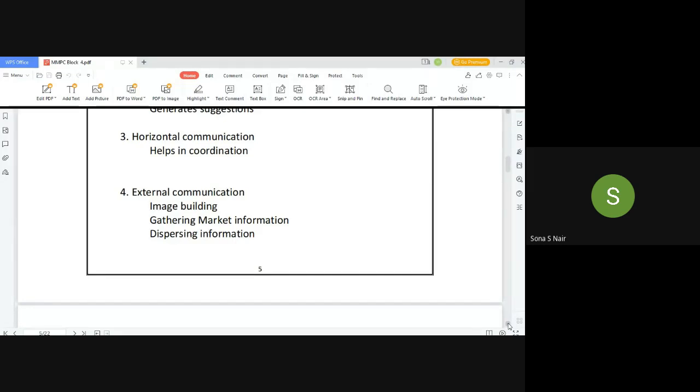When you're releasing press releases, when you're holding press conferences, when you're publishing some data, your annual reports, whatever, these are building the image of the organization. It can be for gathering market information. It can be both ways, and dispersing information. Okay.